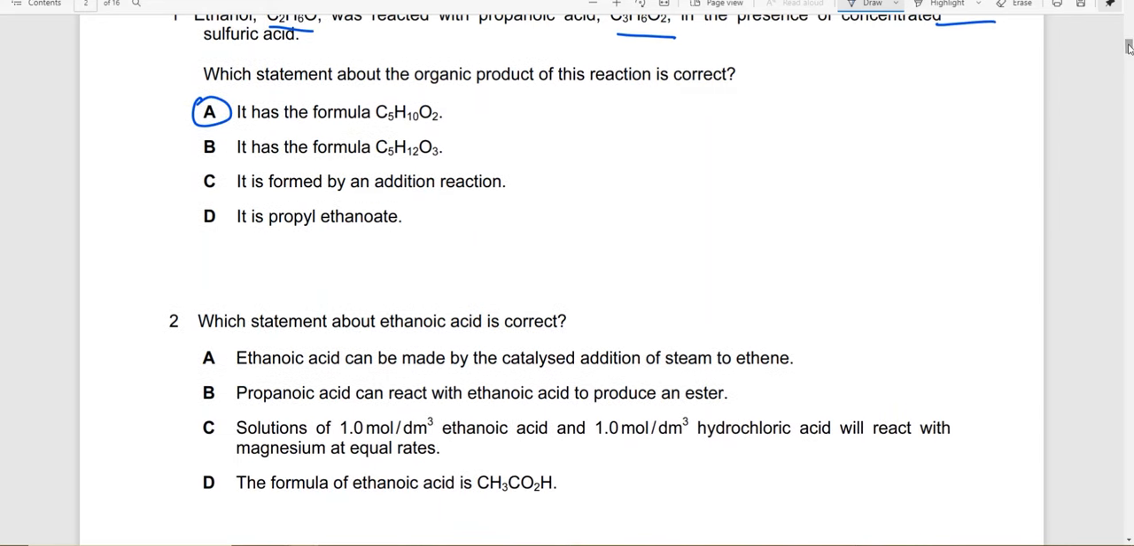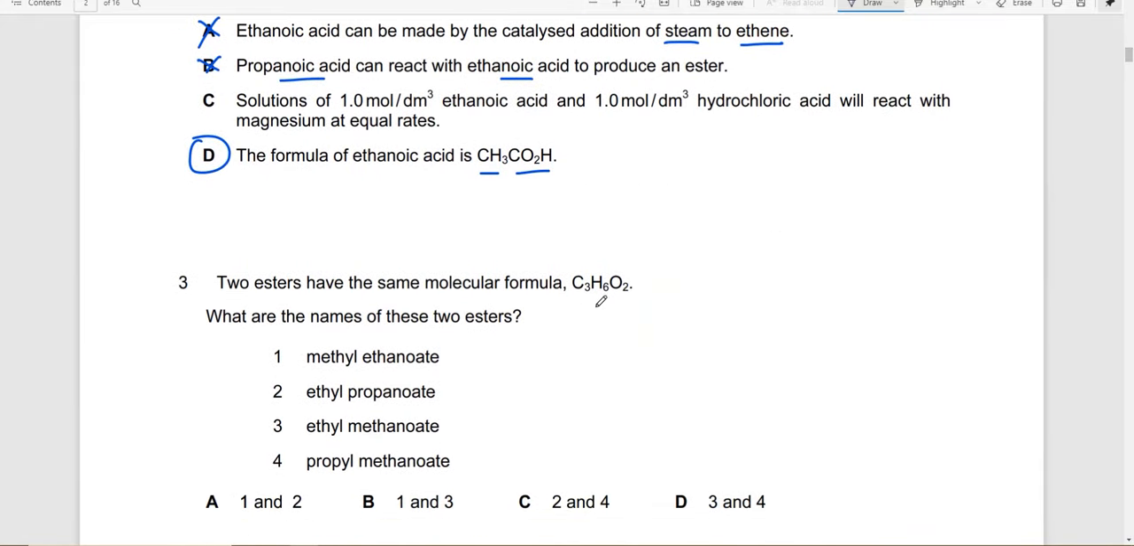Which statement about ethanoic acid is correct? Ethanoic acid can be made by the addition of steam to ethene? No. Ethanol can be made by this method. Propanoic acid can react with ethanoic acid to produce an ester? No. An acid has to react with an alcohol to produce an ester. The formula of ethanoic acid is CH3COOH. That's true. It has 2 carbon atoms, and it is a carboxylic acid.